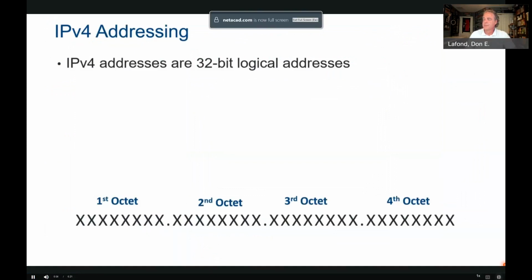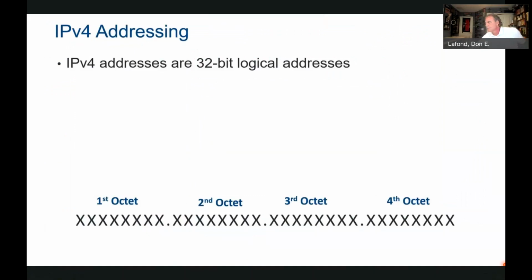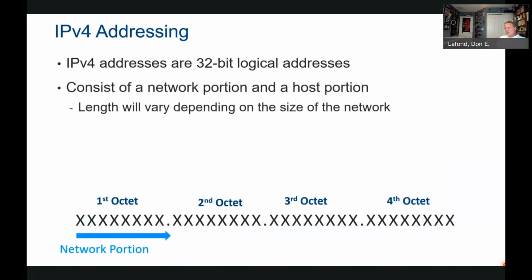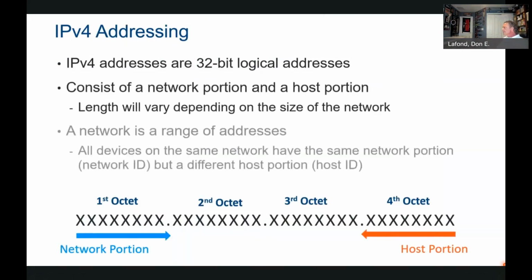All devices on an IPv4 network need a 32-bit logical address in order to communicate. This 32-bit logical IPv4 host address consists of a network portion or network ID on the left and a host portion or host ID on the right. The length of these depends on the size of the network. Larger networks will have a longer host portion. A network can be thought of as a range of addresses. All devices on the same network have the same bit pattern for their network ID, but they will have a different host ID.